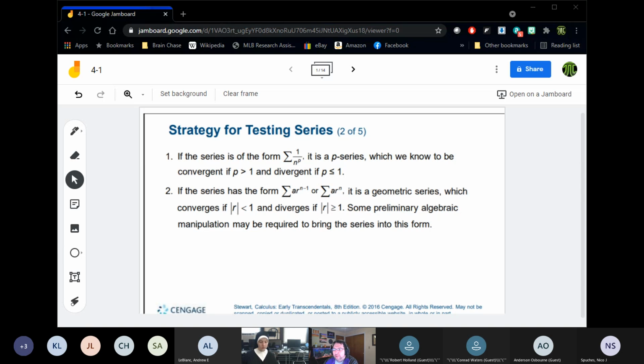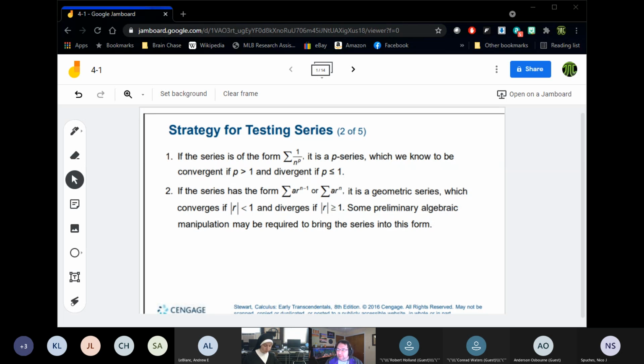Number 2 is the geometric series. Geometric series is of the format a times r to the n power. R is your ratio, and a is your first value. But the ratio, that r is the piece that's really important. If r is between -1 and 1, so basically, if the absolute value of r is less than 1, it converges. If the absolute value of r is greater than or equal to 1, then it diverges.